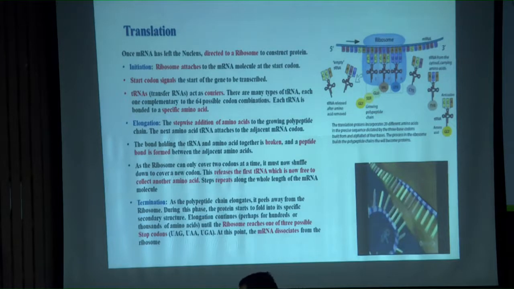In this translation process, the mRNA is directed to the ribosome in the cytoplasm. In the initiation phase, the ribosome attaches to the mRNA molecule at the start codon. The start codon acts as a signal, and here comes the tRNA, transfer RNA, that acts as a courier, and they are specific to different amino acids. They are available in different combinations of codons, around 64 codons, and each tRNA carries one specific amino acid. I tried to describe this with this picture.